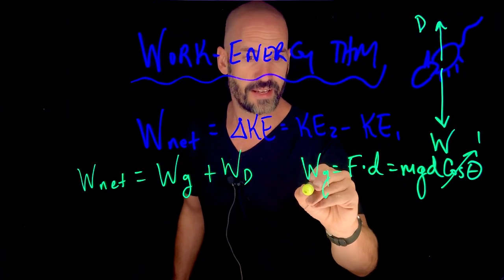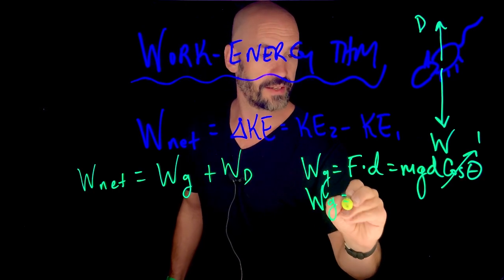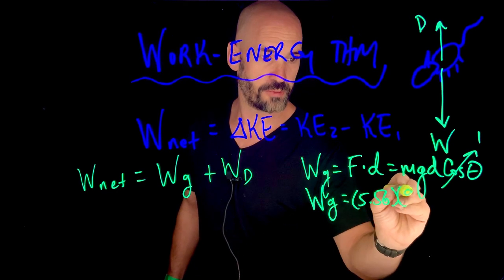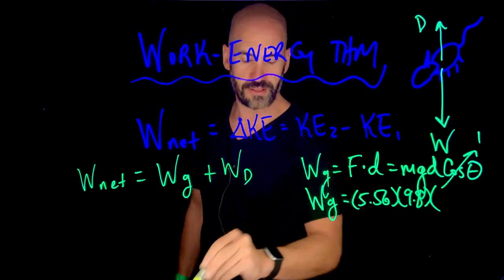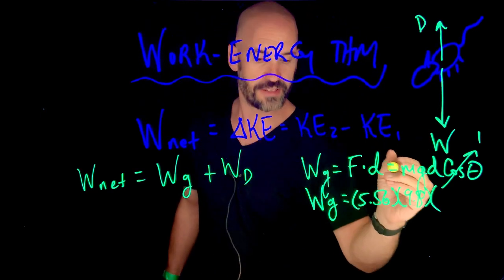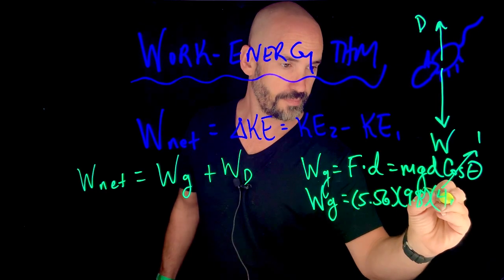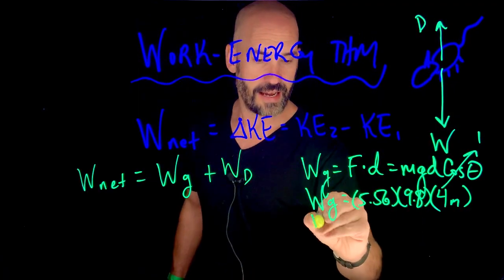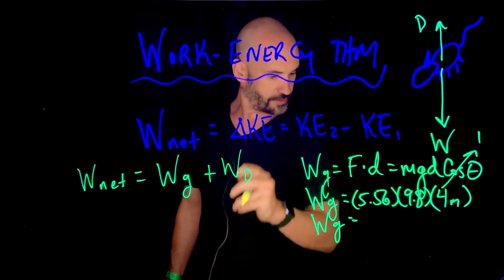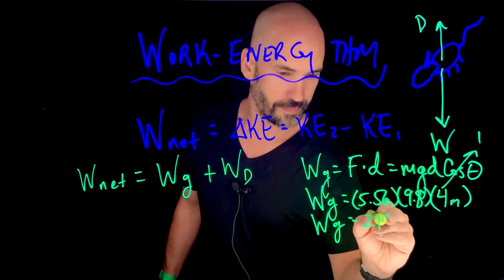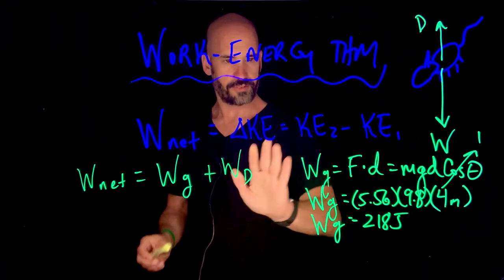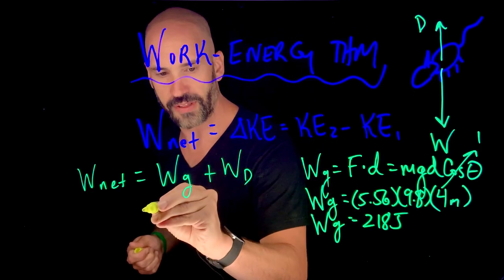So I can just go ahead and say that the work done by gravity is equal to the mass of the cat, which is 5.56, times gravity, which is 9.8, times the displacement, which the branch is 4 meters high and it's falling to the ground, so that's just going to be 4 meters. Okay, I put that all together and I get a work due to gravity of 218 joules. Okay, so far so good? All right, so 218 joules, we can go ahead and put that over here.